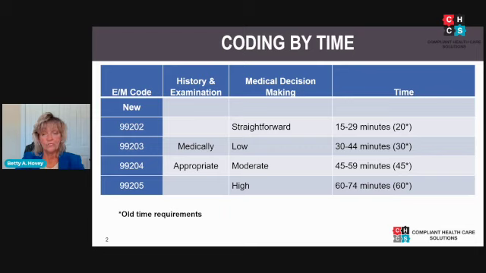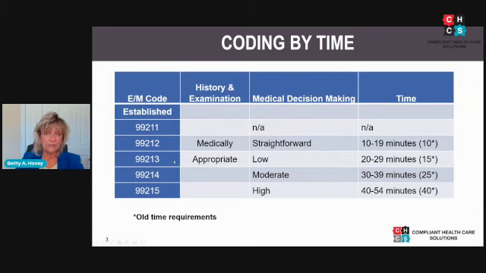Now, in the parentheses next to the codes, I also put what the old time requirements were from last year and the previous years, because there is a sticking point that I find with physicians who are continuing to code by time when it's appropriate, but aren't remembering the new ranges correctly, and it's causing them to overcode certain services because they are using old times with the new codes. So I'll show that in a second.